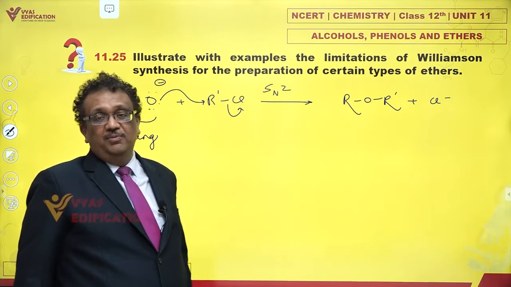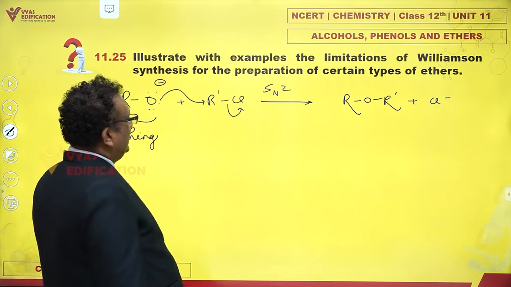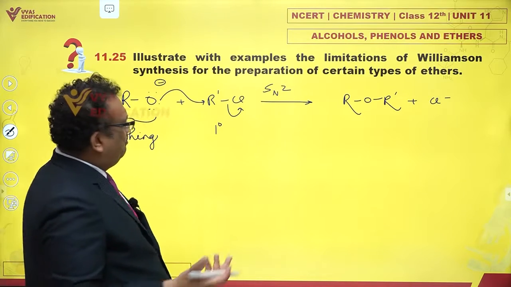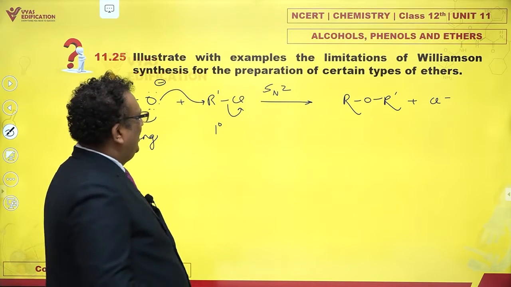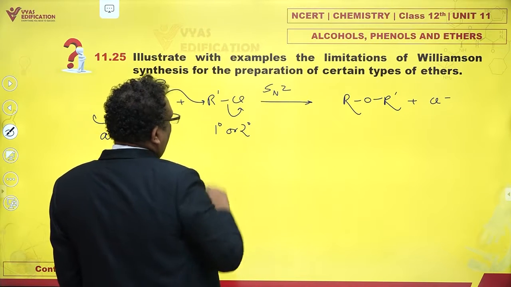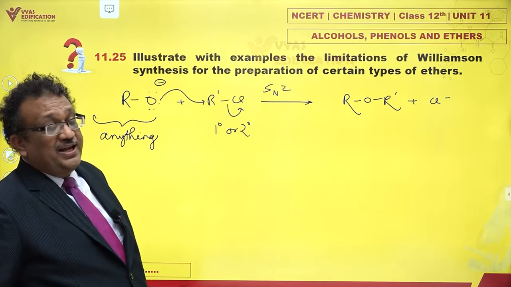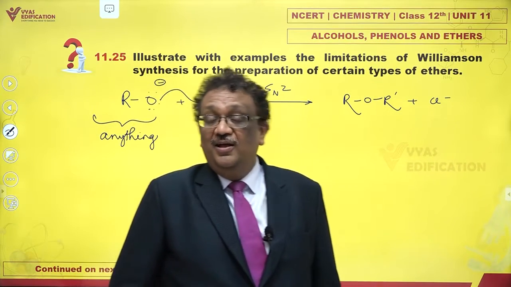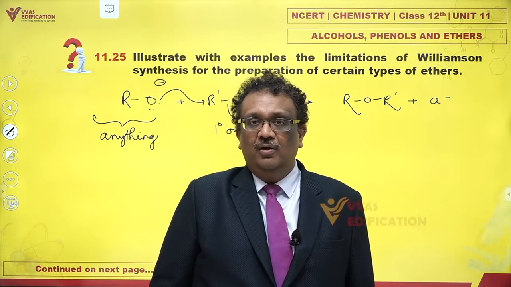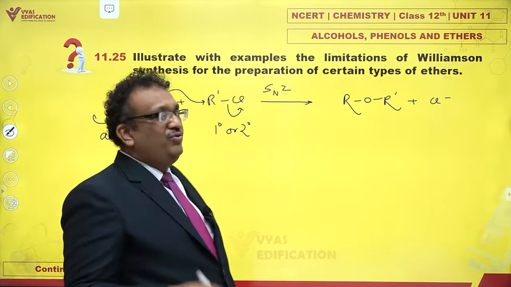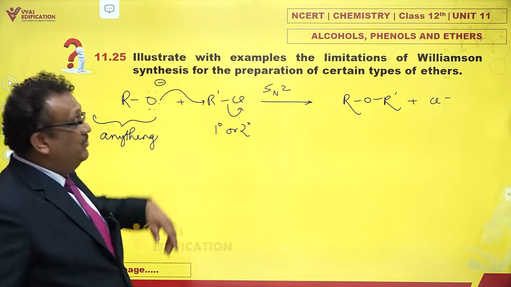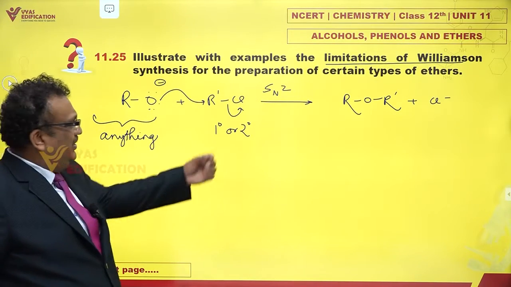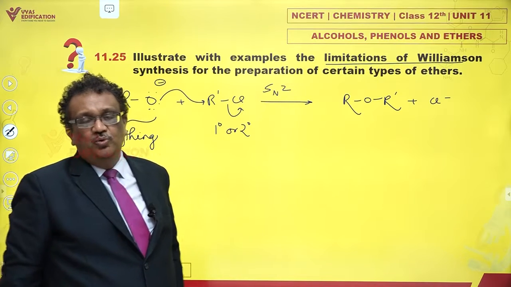This presents a problem. Why? See, R dash has to be primary. Best is if it is primary. Even if it is secondary, it's okay. But R dash can never be tertiary. R dash can never be vinylic. It can never be phenylic. Why these constraints? Let me give you 3 examples. They're asking about limitations of Williamson synthesis, so the limitations are the limitations as prescribed by SN2 mechanism.